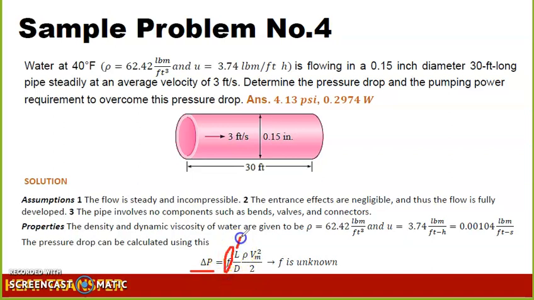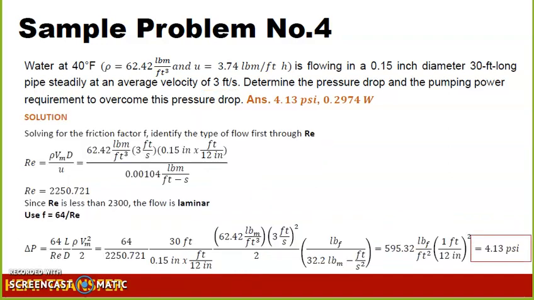We already have the length, that is 30 feet. The diameter, that is 0.15 inch, we just convert to feet by dividing by 12. Then the density is already given, and the velocity is also given. So we're just lacking F, the friction factor, which is unknown. So we need to solve for the value of the friction factor. The friction factor depends on whether the flow is turbulent or laminar.